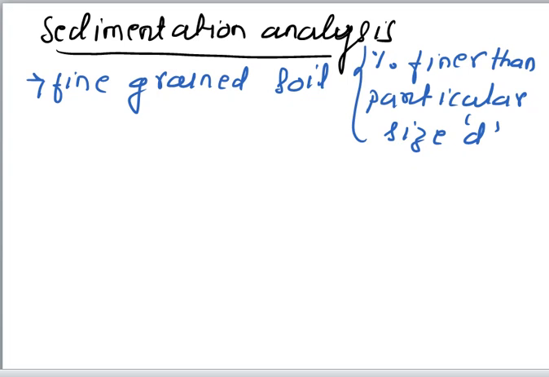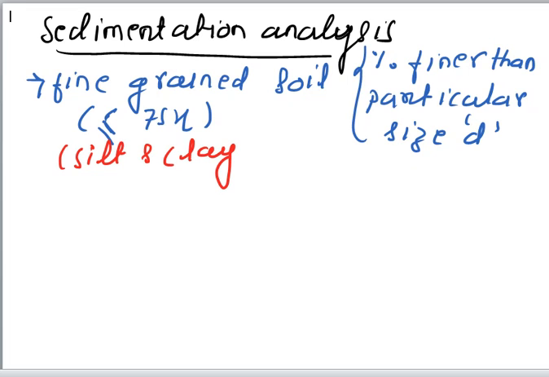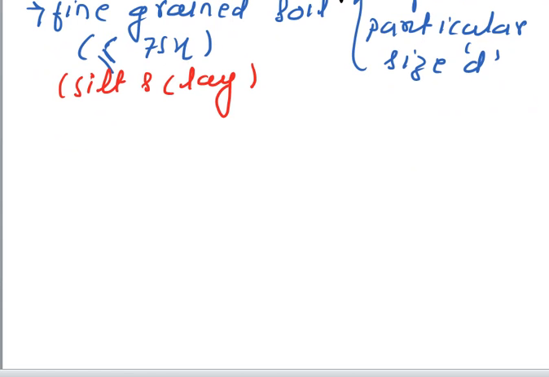So fine grained soil means soil in which the solid has a size lesser than 75 micron. Under this category there are two soils, namely silt and clay. These are the two types of soil for which we have to make sedimentation analysis to find out the percentage finer corresponding to a particular diameter of soil solid.